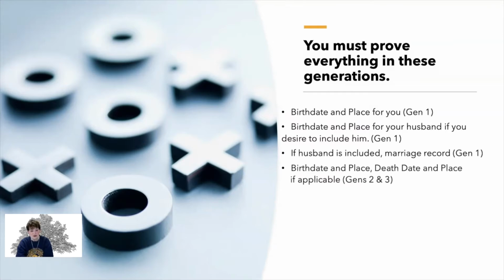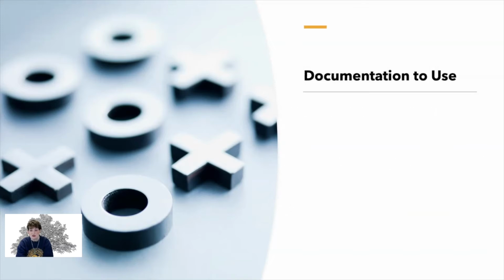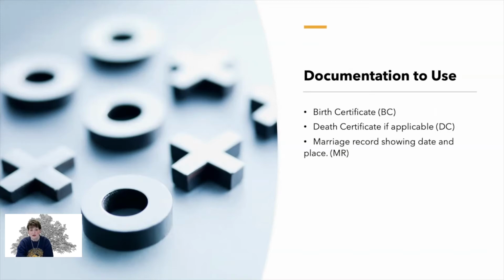For generations 2 and 3, you need the birth date and place, the death date and place, if applicable, and a marriage record showing the date and place. The documentation that you should use in these generations would include birth certificates, death certificates if applicable, and note that some death certificates will have the birth information on it. So if your death certificate includes the birth information and the death information, then you do not need to submit a birth certificate. Marriage record showing the date and place.